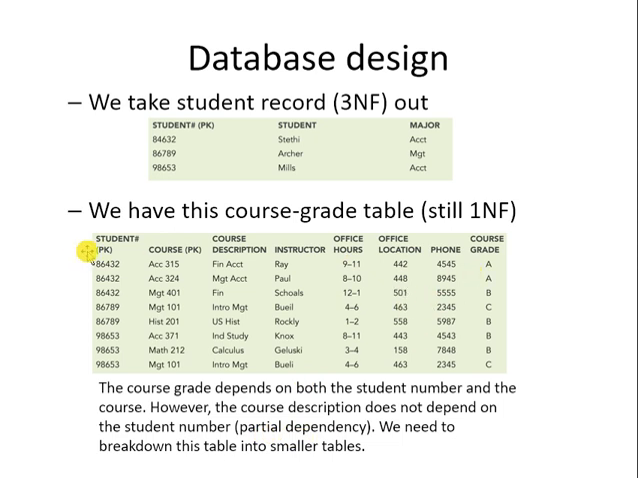If you look at this record, the course grade depends on the student number and the course. So we have this grade. But the course description does not depend on the student number. It only depends on the course number. So we have a partial dependency on the student number. So we need to break it down.